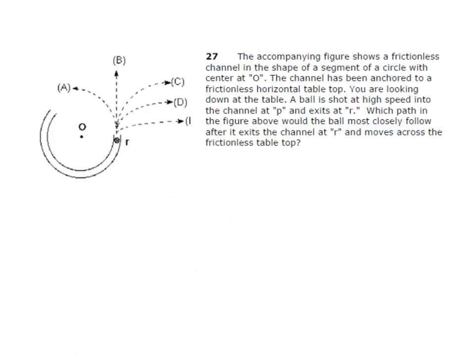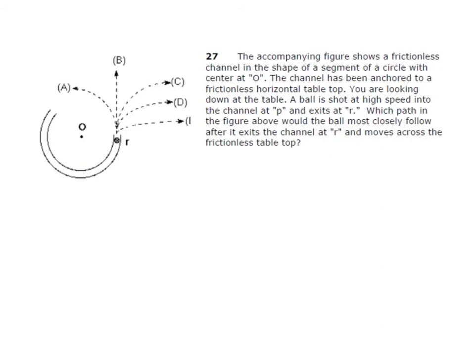Number 27, the accompanying figure shows a frictionless channel in the shape of a segment of a circle. Its center here is O, and the ball rolls through the channel and exits on a frictionless tabletop at this point right here. So the ball goes around the circle and then comes out. Which path does it follow?